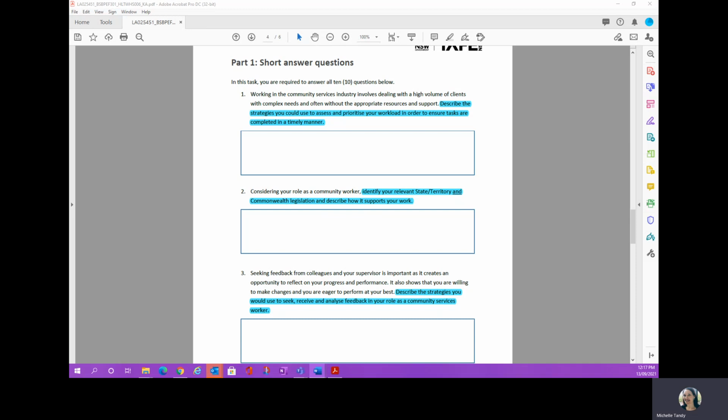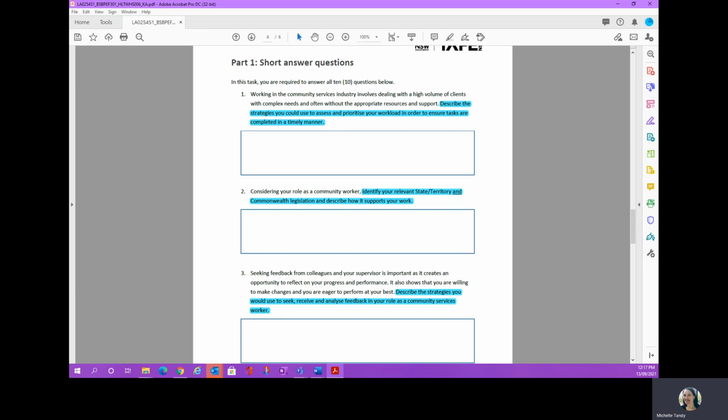So for this question, I would suggest looking into the areas of work that are relevant to your role as a community worker. This could include things like child protection, privacy and confidentiality, work health and safety. There's lots of different areas that we work within in the community services industry, and the legislation that you identify needs to show that you're aware of both the state level and the Commonwealth or federal level of legislation that covers these areas.